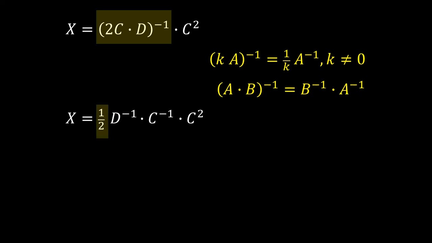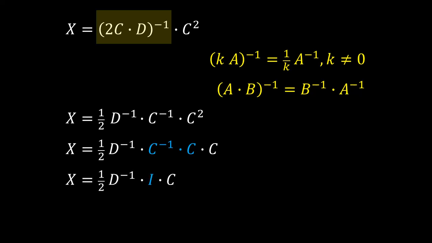In the equation, the scalar 1 over 2 is the result of the application of the first property, while the product of D inverse and C inverse refers to the second property. Having in mind that a matrix squared is just the matrix multiplied with itself, we rewrite the equation in the form. To continue, the highlighted product of a matrix inverse and the matrix itself will give us the identity matrix, which finally results in the equation. As you can see, the matrix X is going to be 1 over 2 times D inverse times C.